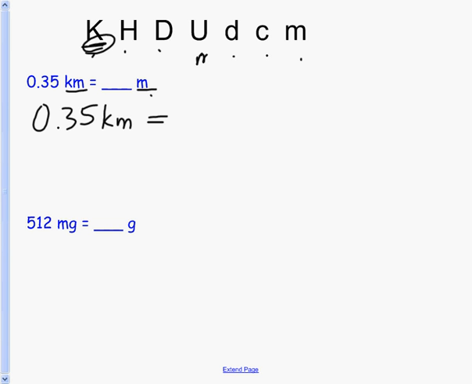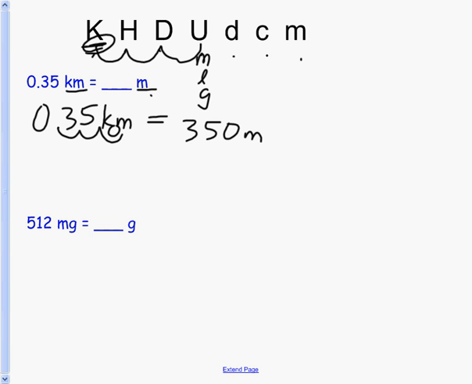Meters is actually under units, because units is meters, liters, and grams. So I'm going 1, 2, 3 jumps to the right. My decimal point's going to make those same jumps. So 1, 2, 3 to the right. So we're going to fill in a 0 with my blank to get 350 meters.